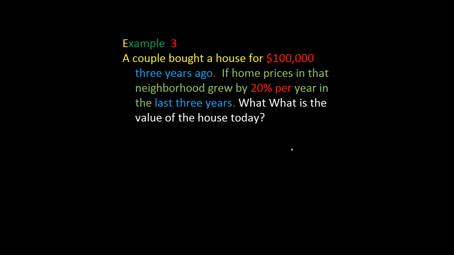All right, let's go to the next question. A couple bought a house for $100,000 3 years ago. If home prices in that neighborhood grew by 20% per year in the last 3 years, what is the value of the house today? The first thing we need to do is draw our timeline. This is a 0, this is a 1, this is a 2, and this is a 3.